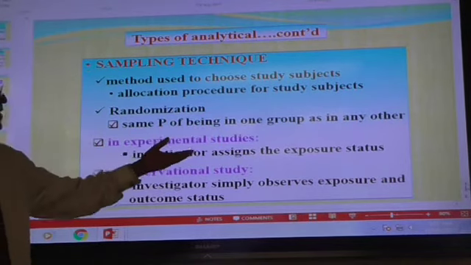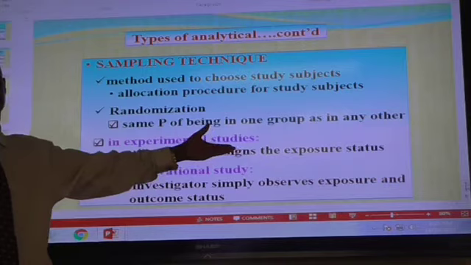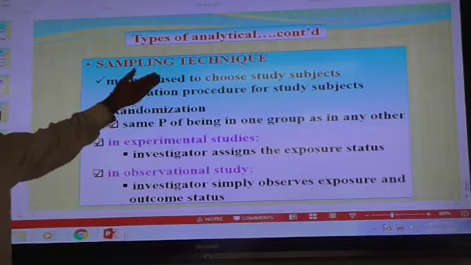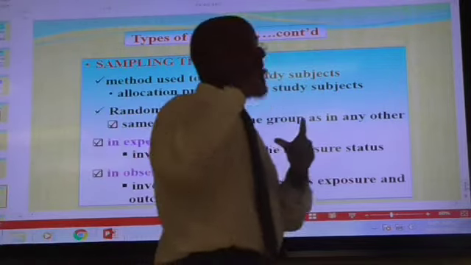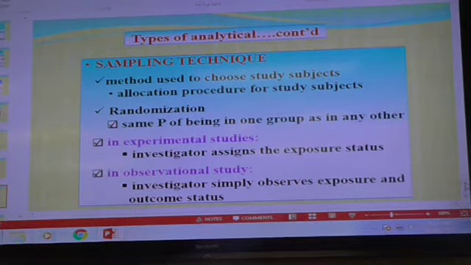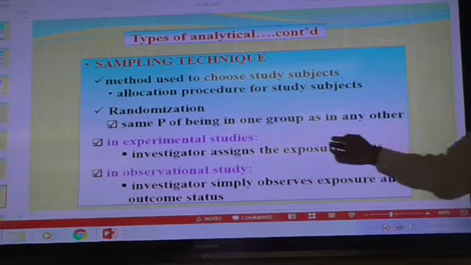We randomize the studies and then the investigator assigns the exposure status. That is why we call it experimental. The investigator assigns the exposure status. So in clinical trials, for example, the investigator gives one group a given treatment and the other receives a placebo. That is what you call assigning.